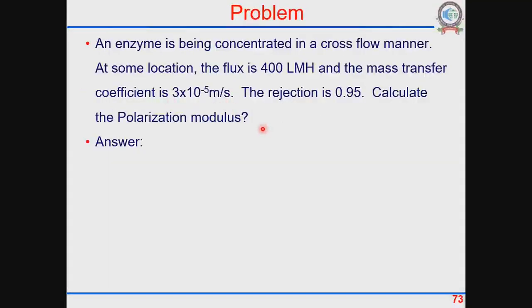Let's put all these into a small problem, a couple of problems. So first of all, imagine that an enzyme is being concentrated in a cross flow manner at some location in the module. The flux is 400 LMH and the mass transfer coefficient is 3 into 10 raised to minus 5 meters per second. Rejection is 0.95. I would like you to calculate the polarization modulus. So again, you should pause the video at this point of time. Try to look at the expressions, derive the answer yourself, and then only go forward.